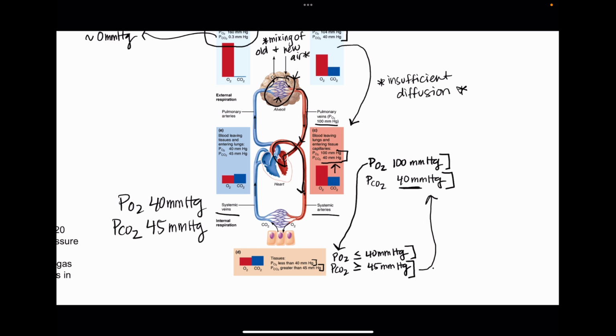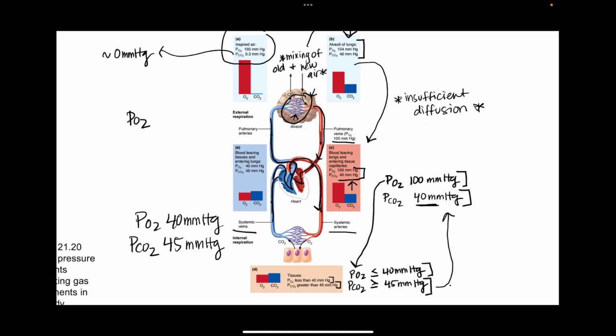So that's in our systemic veins after we've already delivered the oxygen to the tissues and picked up their CO2. So now those systemic veins come back and return that blood through the vena cava to the right atrium, right ventricle, out the pulmonary semilunar valve to the pulmonary trunk and pulmonary arteries. During that whole time, did gas exchange again? No. So our PO2 and PCO2 are going to be the same for those pulmonary arteries. PO2 is still going to be 40 millimeters of mercury. PCO2 is still going to be 45 millimeters of mercury.